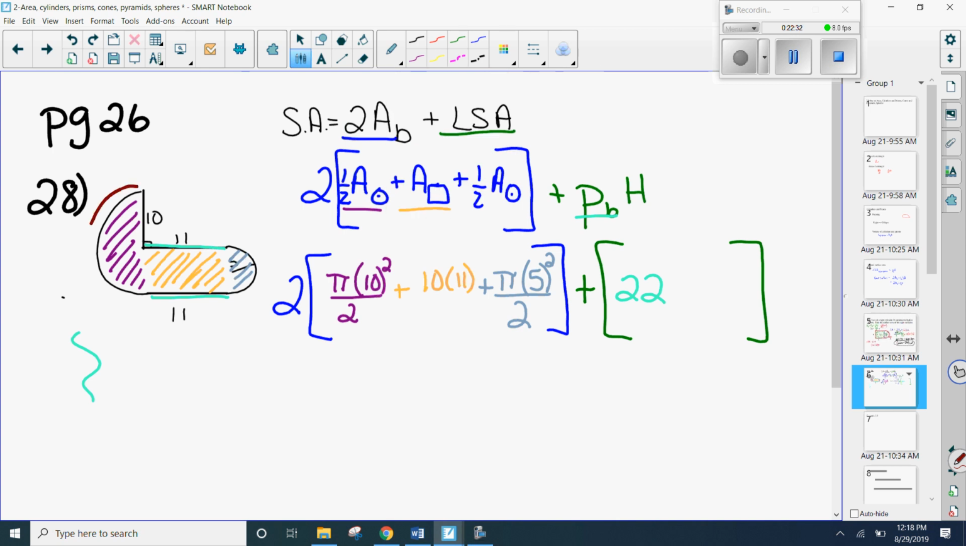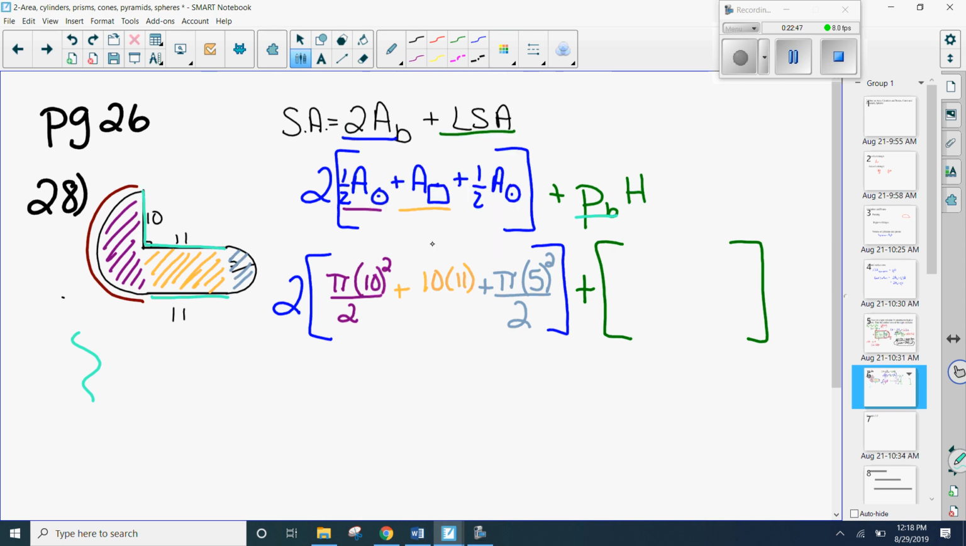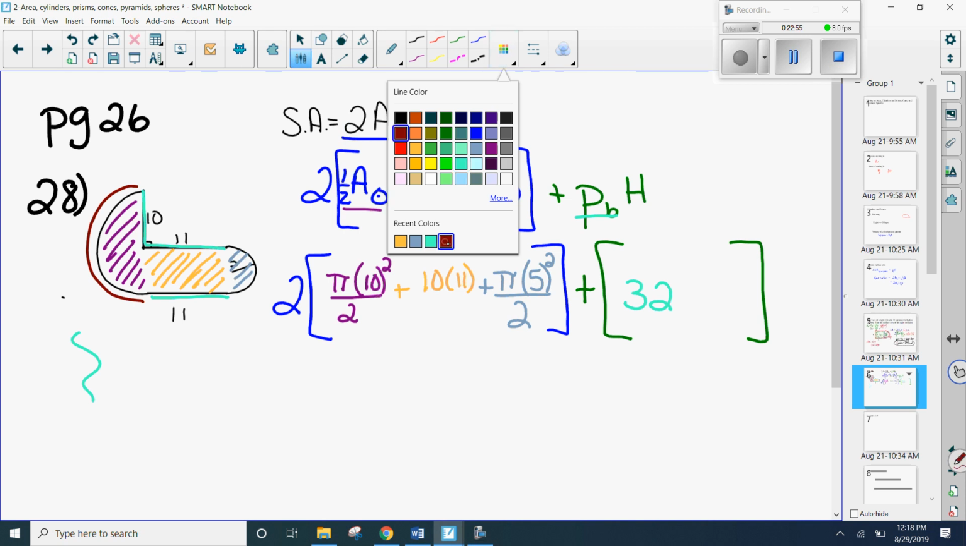Plus, what's this curved piece going to be? Oh, wait. I'm going to change my 22. And this is a common spot where you mess up. I'll tell you that right now. What did I forget with those straight pieces? That 10 right there. So we have 32. So the straight segments are 32. And then we go back and we're going to find the curved segments.